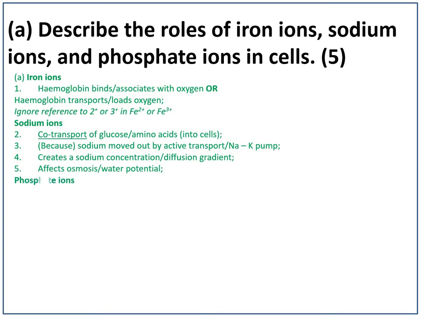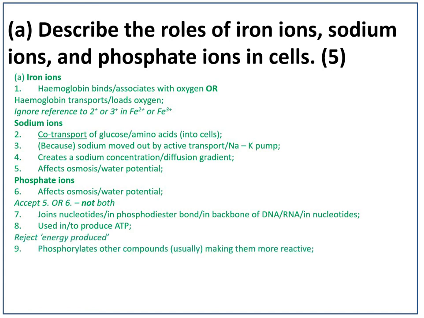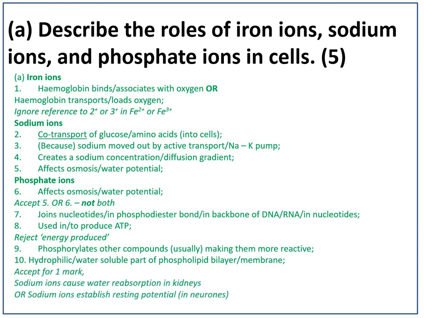water potential or osmosis. Phosphate ions affect osmosis or water potential, join nucleotides in phosphodiester bonds or in the backbone of DNA or RNA in the nucleotide. It's used to produce ATP. It phosphorylates other compounds, making them more reactive. It's hydrophilic, or it's a water-soluble part of the phospholipid bilayer or membrane. Okay, so that is the ions topic.